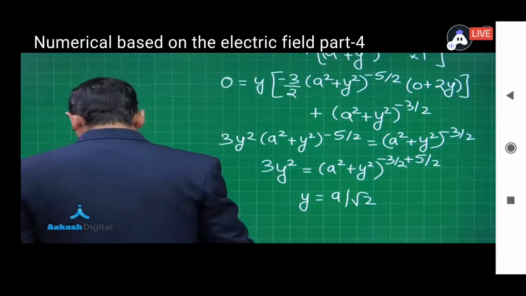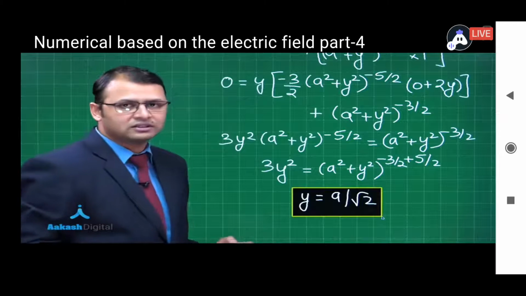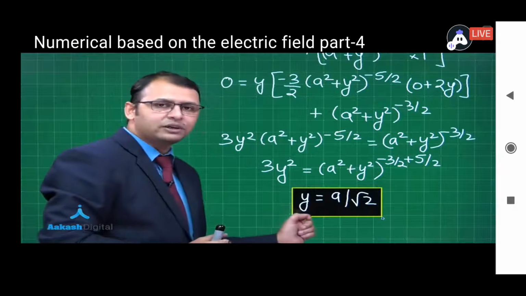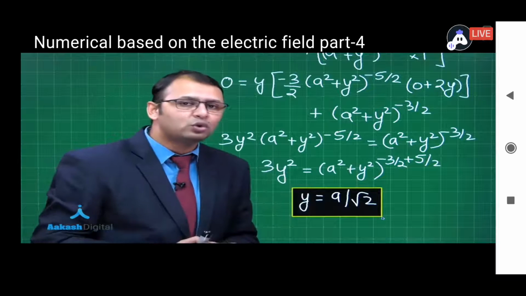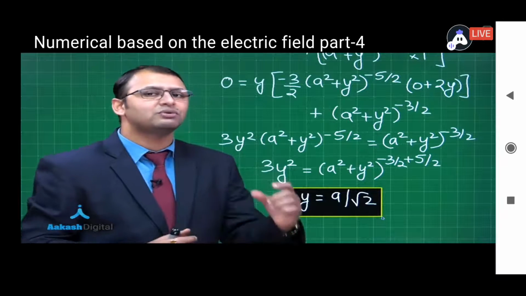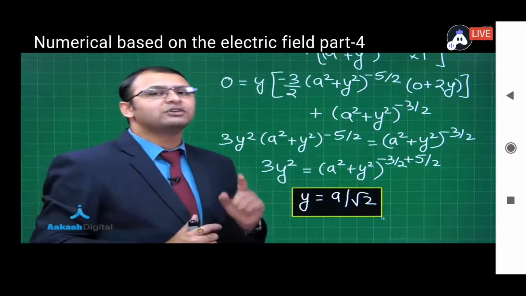This is an important observation, friends. You must remember, always, in such cases of maximum electric field, y will be equal to 1 by root 2 times the distance of the symmetrical charge distribution from center, right? And now the point of graph.